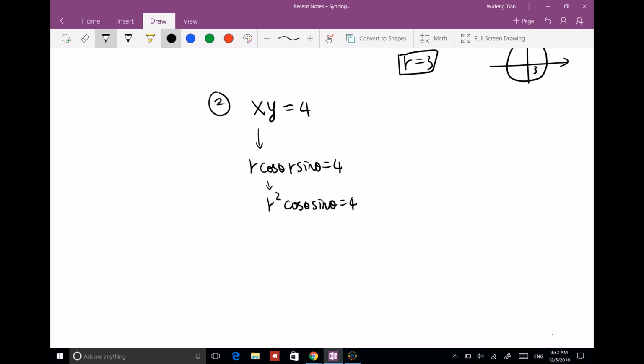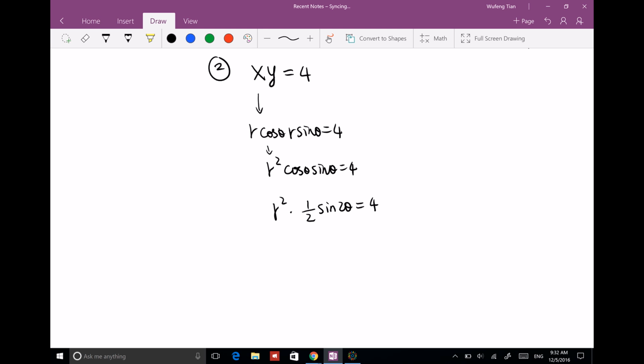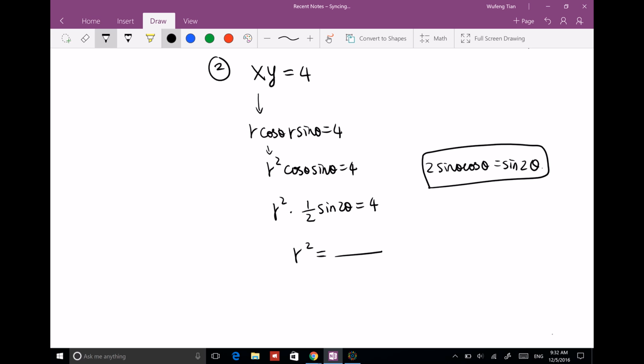So r squared sine 2 theta equals, okay. So you just multiply both sides by 2, because you need a 2. 2 sine theta cosine theta equals sine 2 theta. Very good, you can see that. So 2 sine cosine equals sine 2 theta. So you got r squared equals, you multiply both sides by 2, 8 over sine 2 theta.